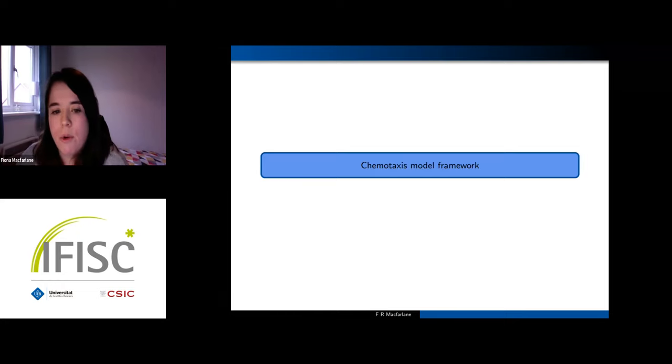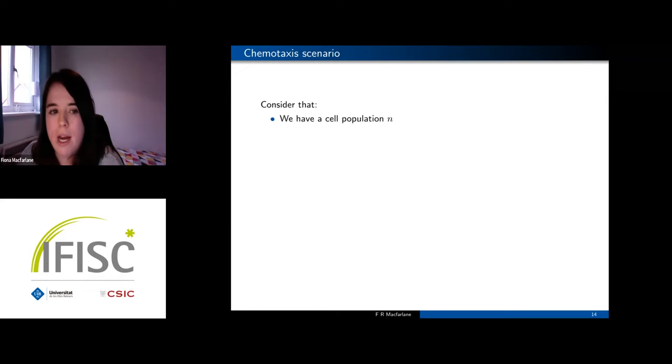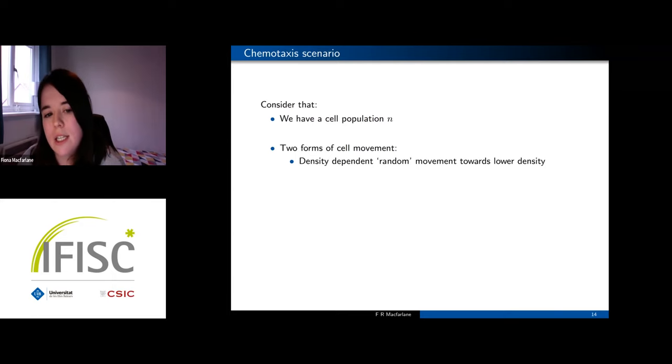So to give an idea of the framework, we're going to look at one specific case, which is going to be a scenario where we're looking at chemotaxis within a cell population. So in this scenario, what we're going to consider is that we have some cell population denoted by N. And the cells within this population are going to be able to undergo two forms of cell movement. They're going to be able to undergo density-dependent random movement, where this density-dependent means that the cells are going to be restricted if there's already a lot of cells in the area that they want to move to.